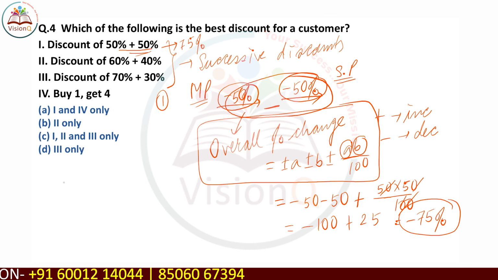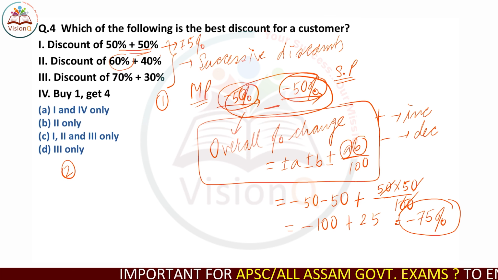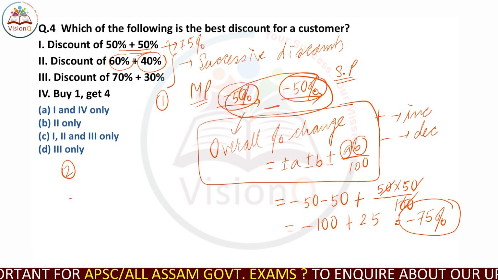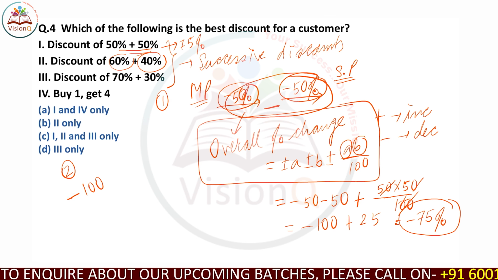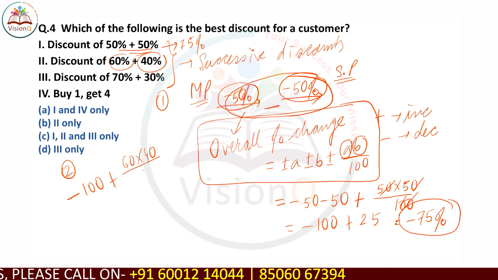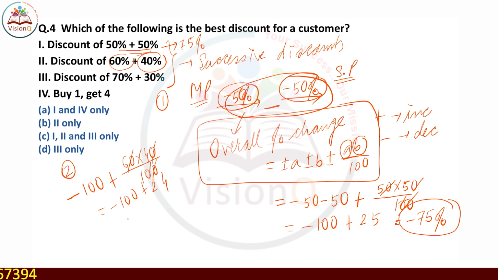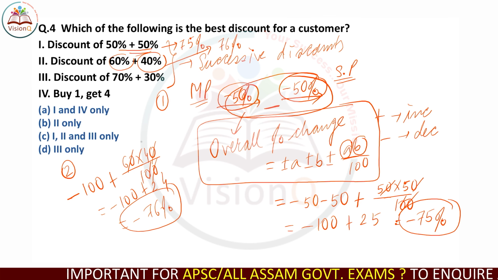Now in the second case, the discount is 60% and then again 40%. If I apply the same formula to find the overall percentage change, minus 60 minus 40 is minus 100. Then plus A into B by 100 gives minus 100 plus 24, so it is minus 76%. So the overall percentage discount in the second condition is 76%.